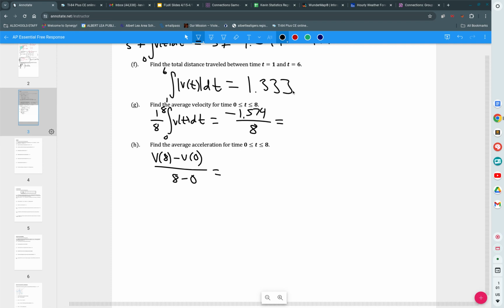Can somebody on their handy dandy calculator tell me what that is? Negative 0.196. Okay, so that is the average height of that velocity function over that interval.